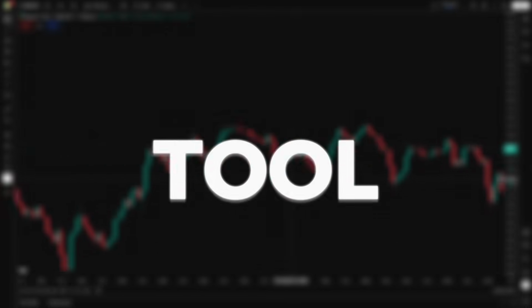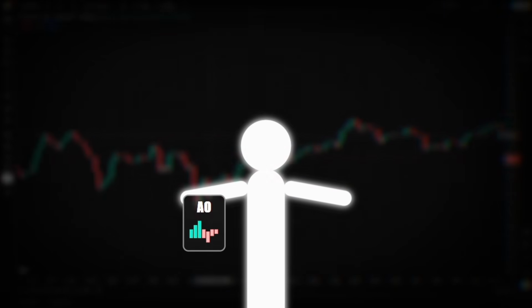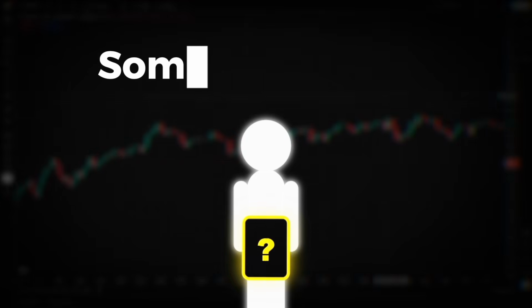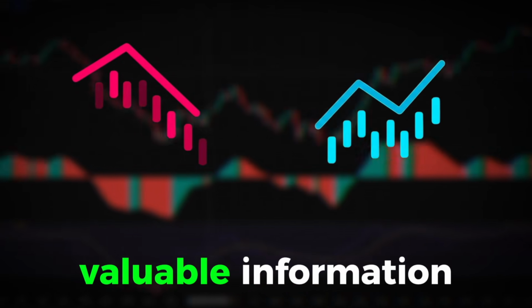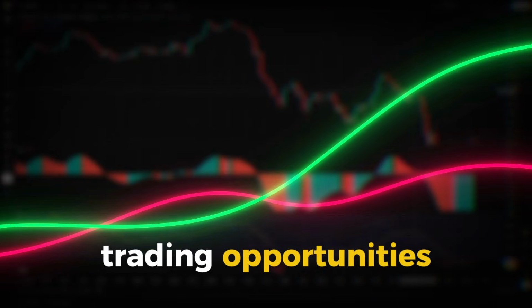Imagine a tool that takes two technical analysis classics, the awesome oscillator and the RSI, and transforms them into something more than the sum of their parts. A hybrid that provides valuable information on market momentum and potential trading opportunities.